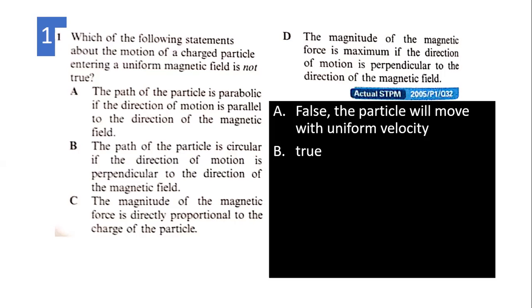I'm just trying to review with you, to see whether you understand what we have studied. That's all. That's why I'm going through them one by one with you. The magnitude of the magnetic force is directly proportional to the charge of the particle. Is it right or wrong?